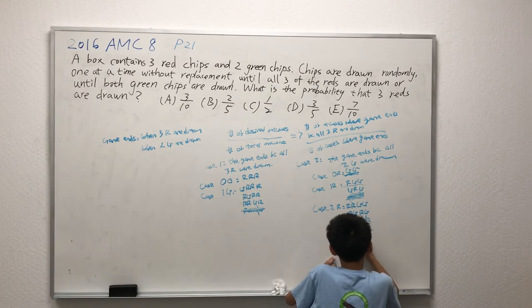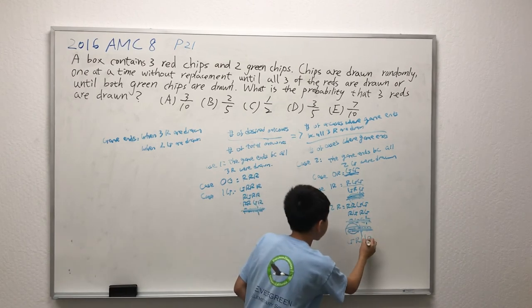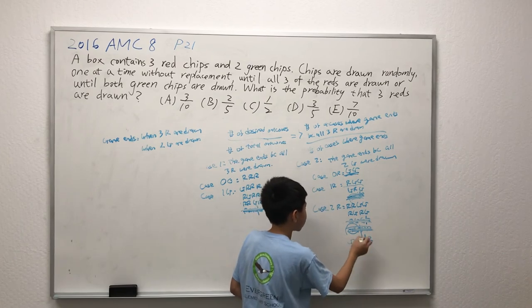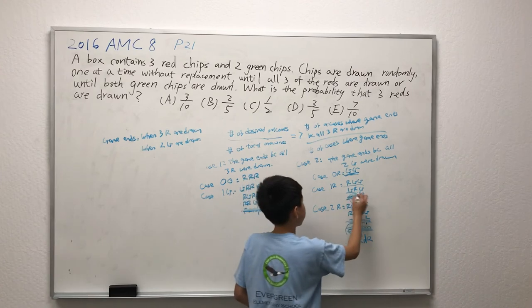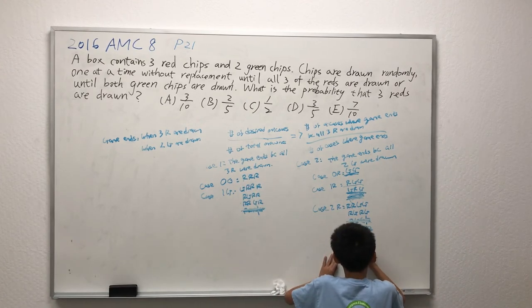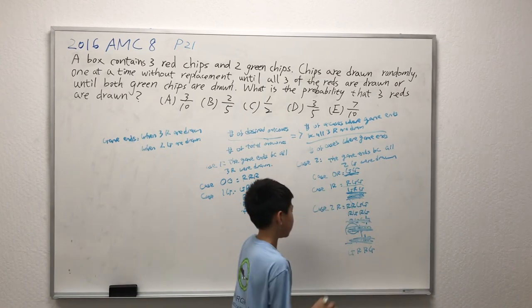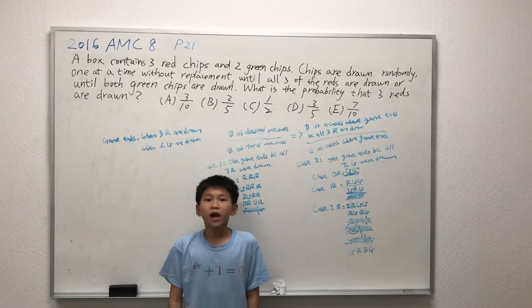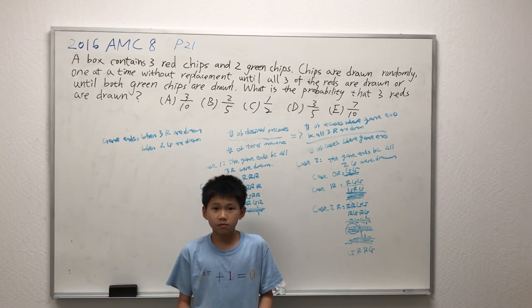It can be green, red. This is the same case. It's repeated. Green, red, green. It should have ended right here when the second green was drawn. So it's a repeat of this case. It's invalid. And the last case, green, red, red, green. This case is good. We have successfully listed out all the total outcomes where the game ends.